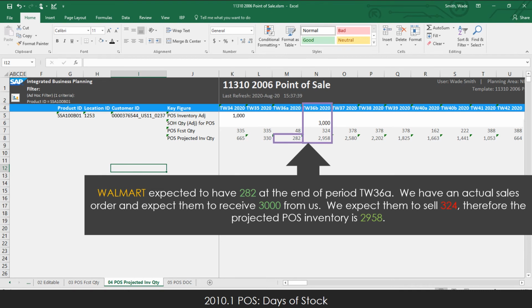Walmart expected to have 282 at the end of period technical week 36A. We have an actual sales order and we expect them to receive 3,000 from us. We expect them to sell 324, therefore the projected point of sale inventory is 2,958.